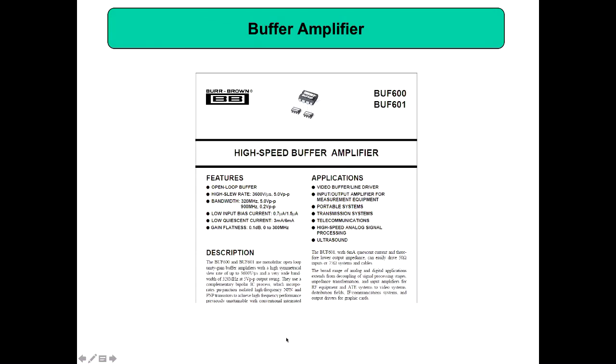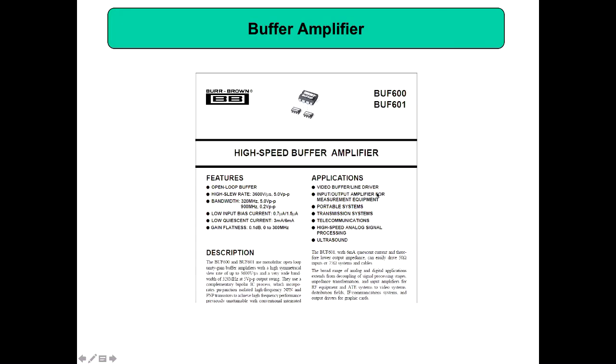And then this one has a very high input impedance. Then open loop, they have given the bandwidth, and then they have given the gain flatness, which means it is close to one. So for video applications, if you want to buy for a video application, you can buy a buffer.